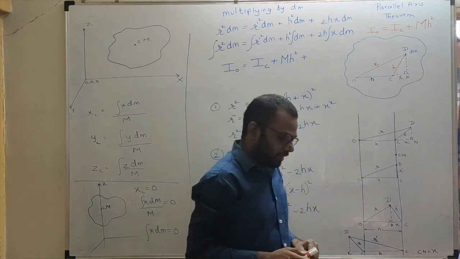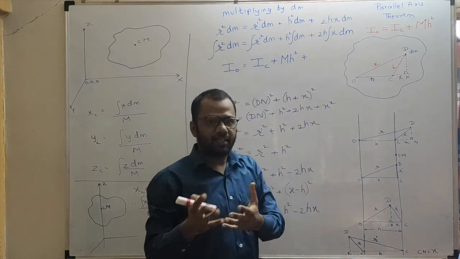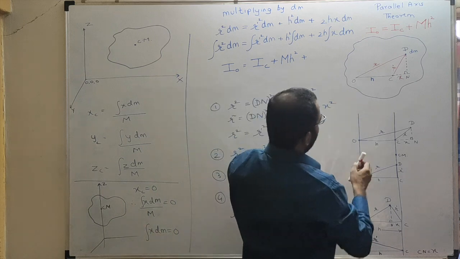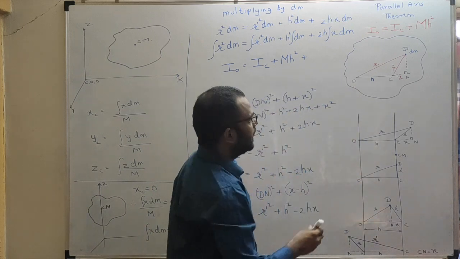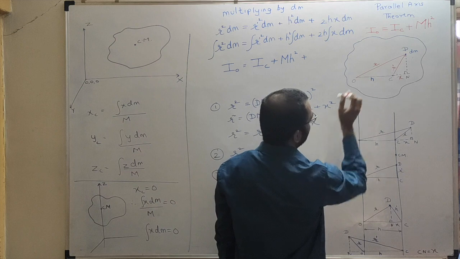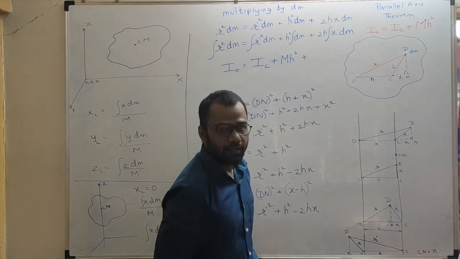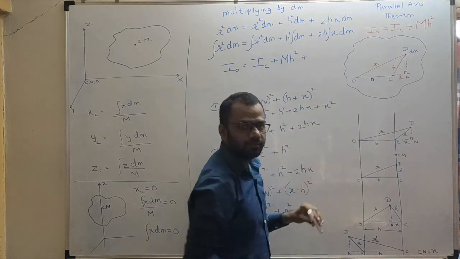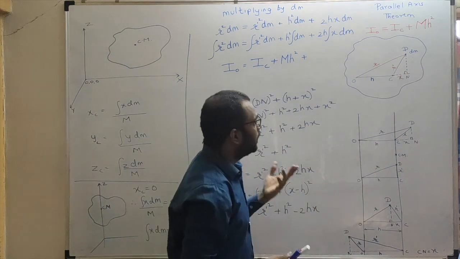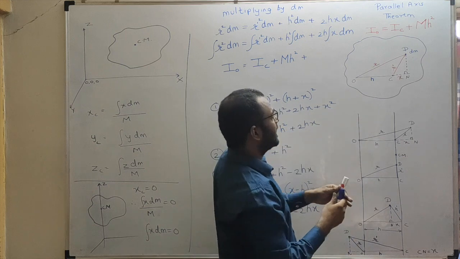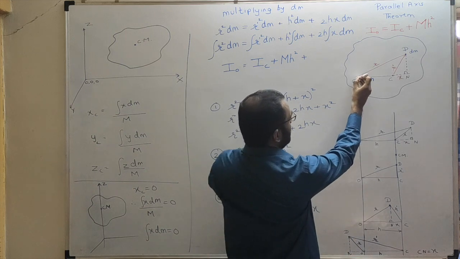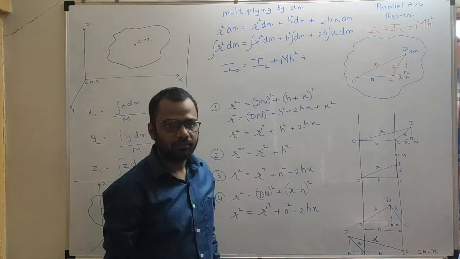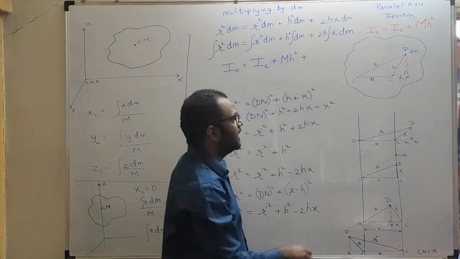Now suppose I have another axis passing through this point O. Again the axis is perpendicular to the board. So that means these two axes are parallel to each other. Now if the body rotates about this axis passing through point O like this, then it will have another moment of inertia, and let us say that moment of inertia is IO.